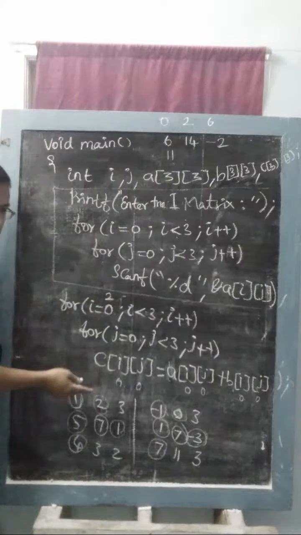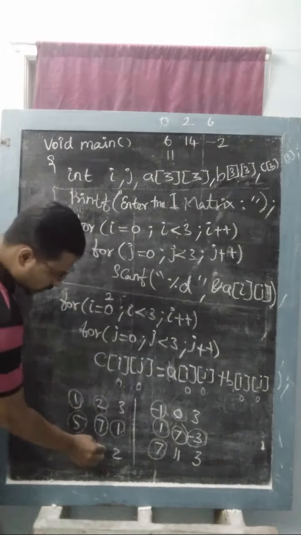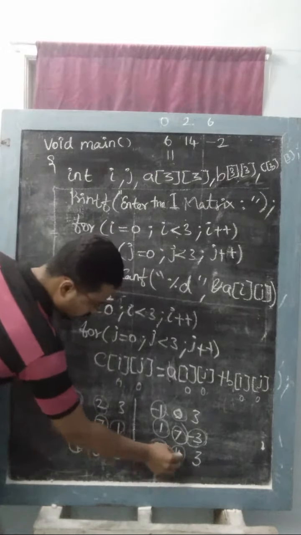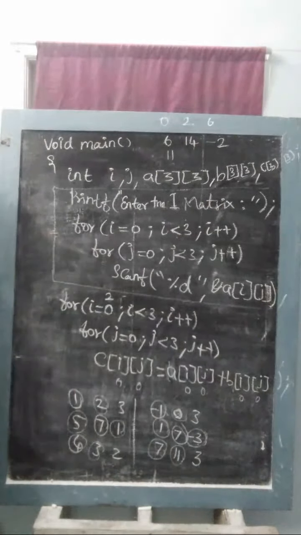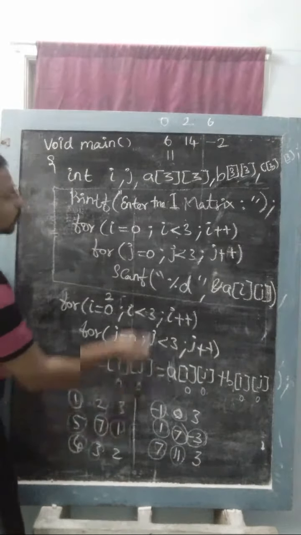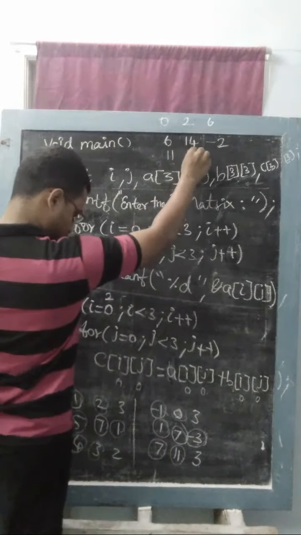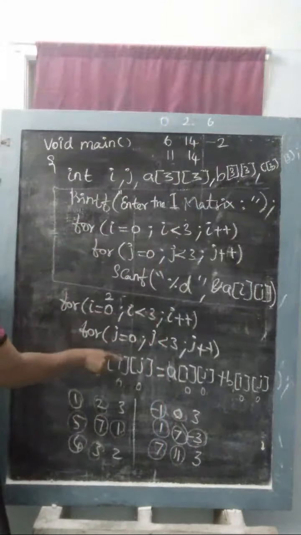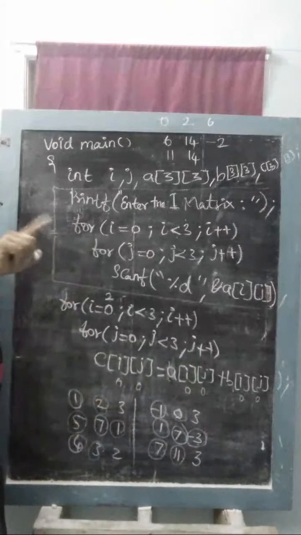J value will be incremented, that is 2 1. What is 2 1 here? 3, and here 11. 11 plus 3, that is 14. 14 will be stored into A of 2 of 1. And then J will be incremented by 1, that is 2.